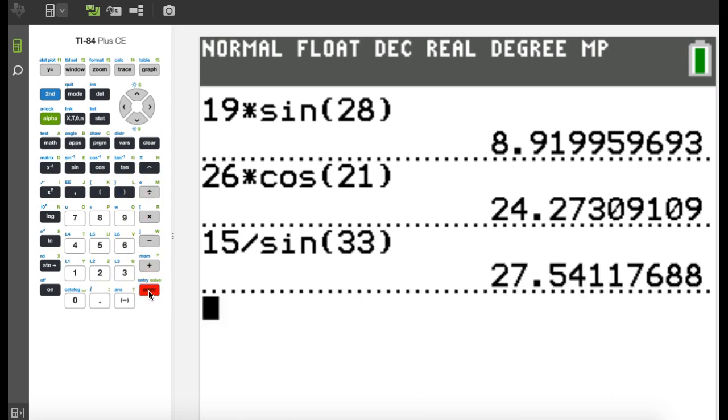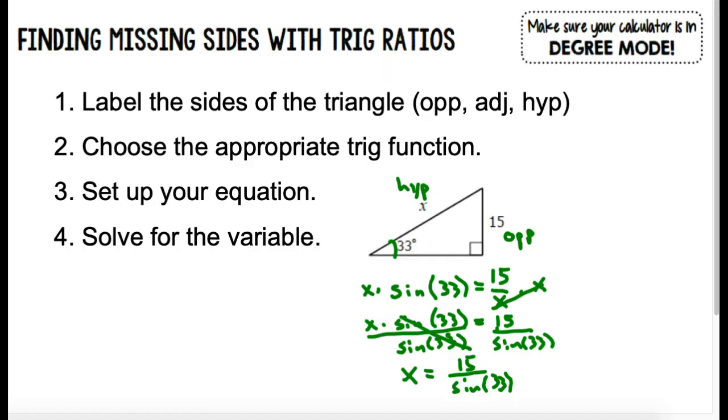gets me 27.5 if we're rounding to the nearest tenth. Since this is less than 5, this would stay 5. So, final answer here, our missing side, x equals 27.5.